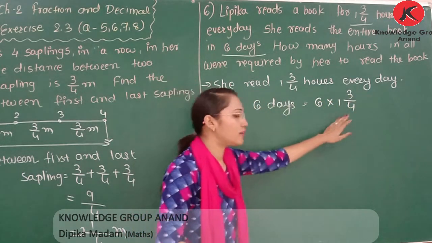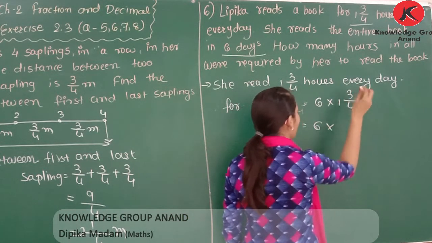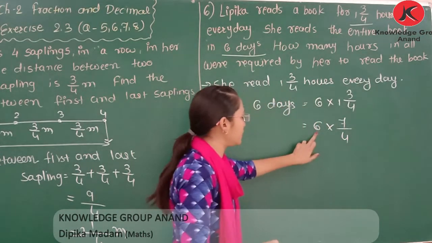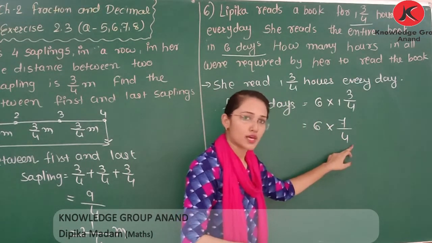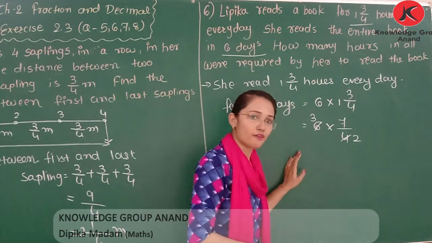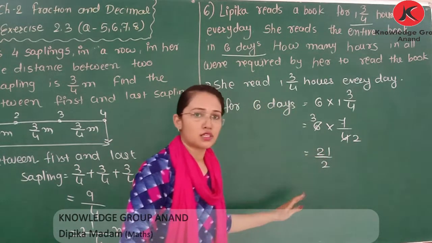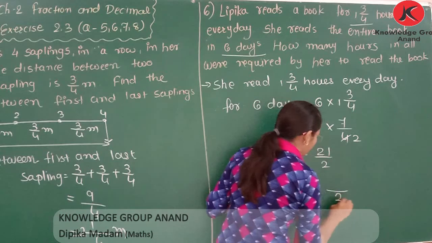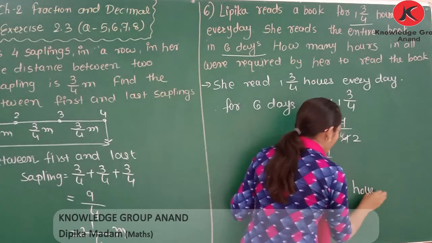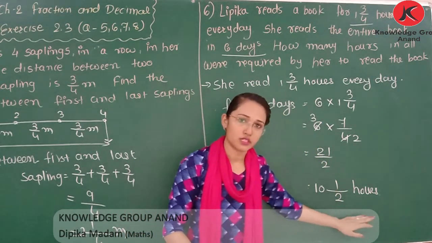Okay. Now convert this into an improper fraction, that is, 6 by 1 multiply 3 by 4. You can cut the common factor here: 2 threes are 6 and 2 twos are 4. So 2 will be cancelled out. 3 times 3 is 9 and 2 ones are 2. So 9 by 2. You can convert this into a mixed fraction, that is, 4 twos are 8 plus 1, so 4 and 1 by 2 hours. Means in 6 days she will read 4 and 1 by 2 hours. Clear?